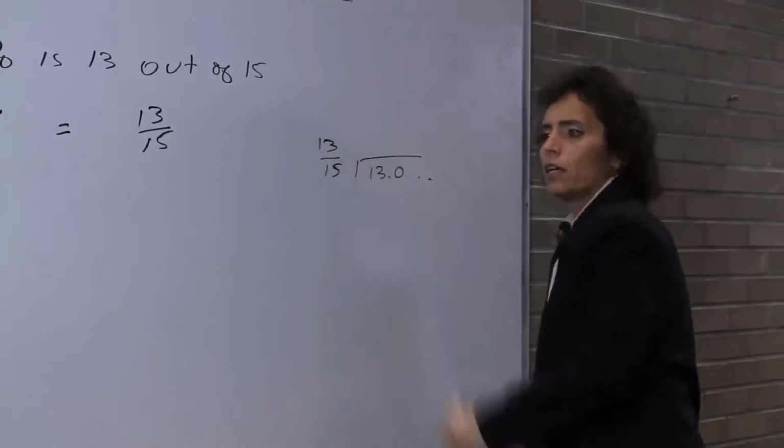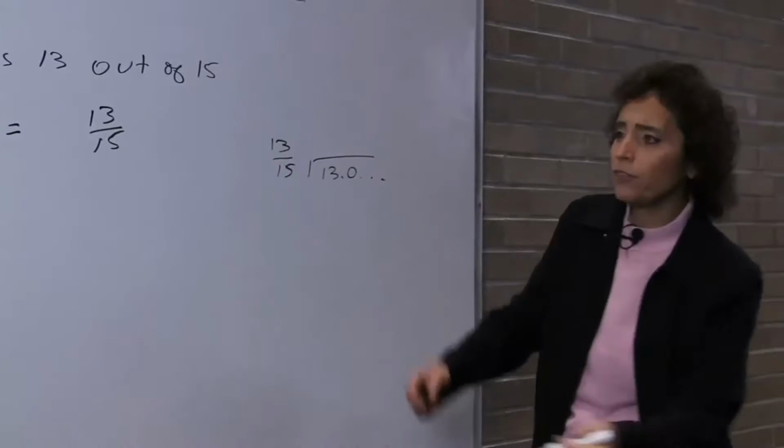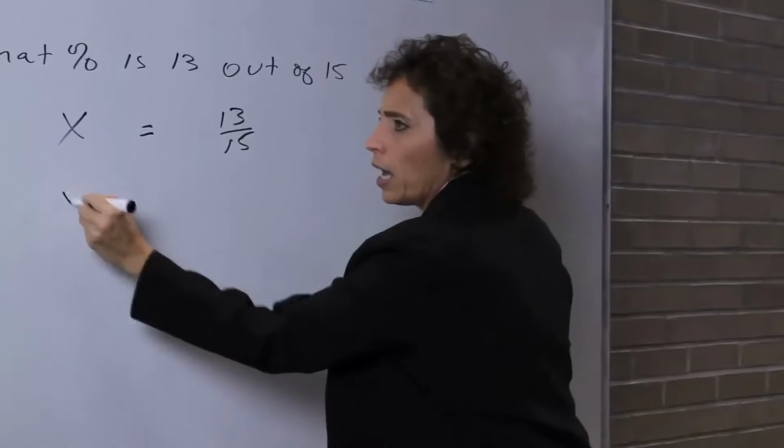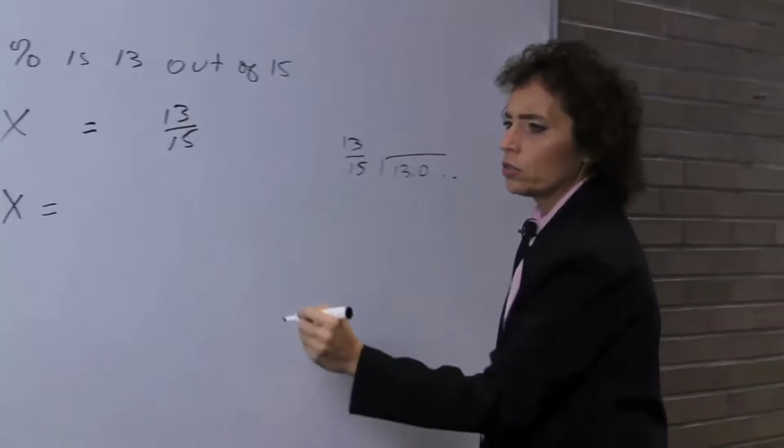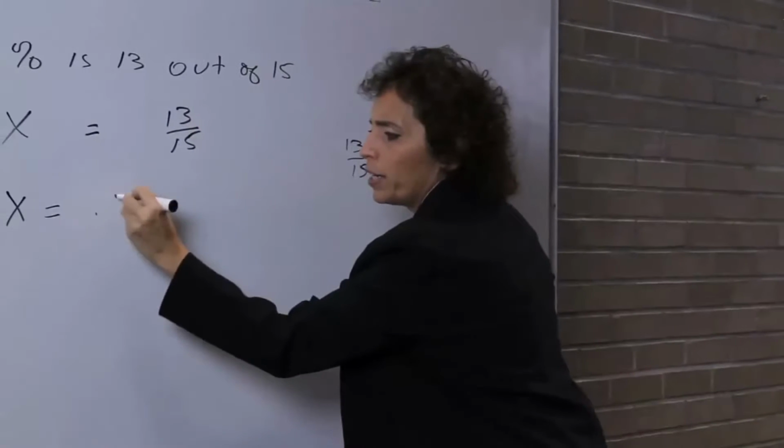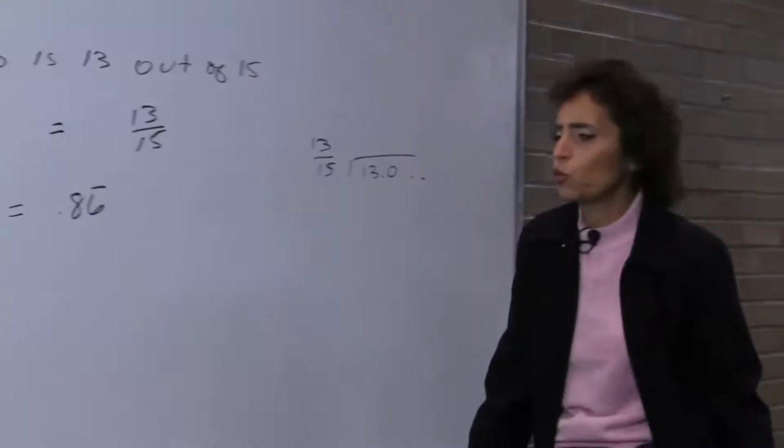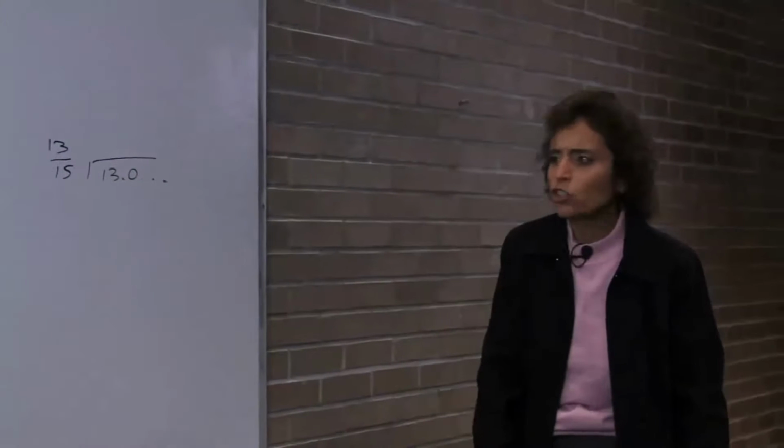Right? We have to add zeros if we have no choice. And this comes out to be X equals 0.86, and the 6 keeps repeating. But we want the nearest whole percent.